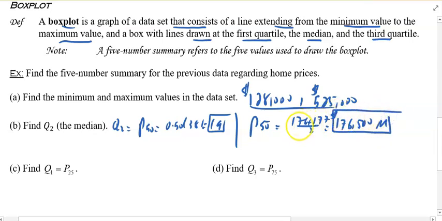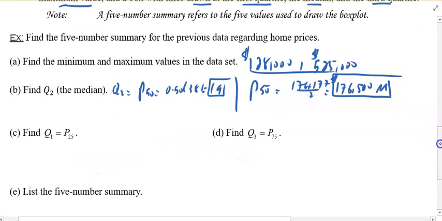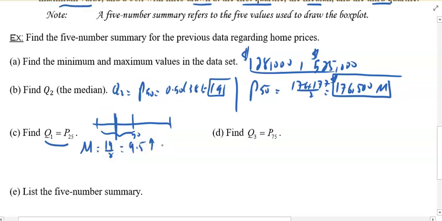Now all what you have to do is to find Q1, find the median of the first half, 25%. Remember, those were 100, 50%. So take half of the data and find the median of that. Well, half of the data is 19 divided by 2. That's 9.5. Round up. That would be the 10th score on the list.